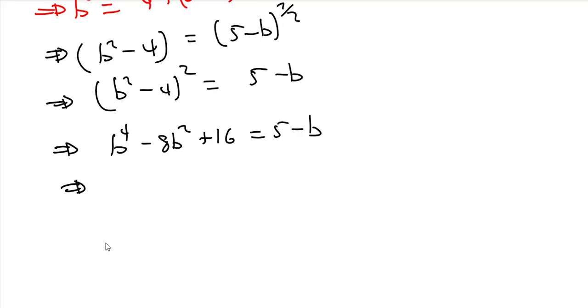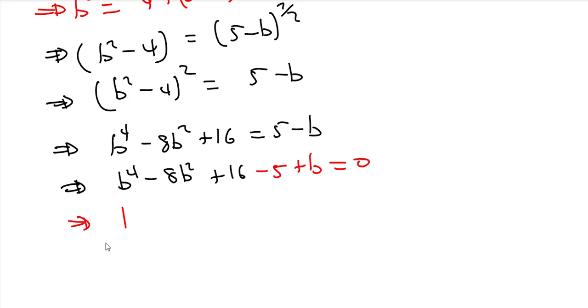So if we rearrange, we are going to have b to the power 4 minus 8b squared plus 16 minus 5 plus b is equal to 0. So what does it give? It means that we have b to the power 4 minus 8b squared plus 16 minus 5, which is 11. So we can write it as plus b plus 11 is equal to 0.